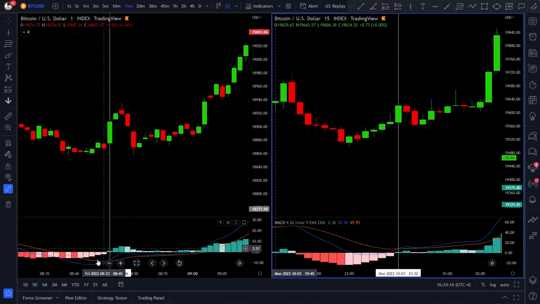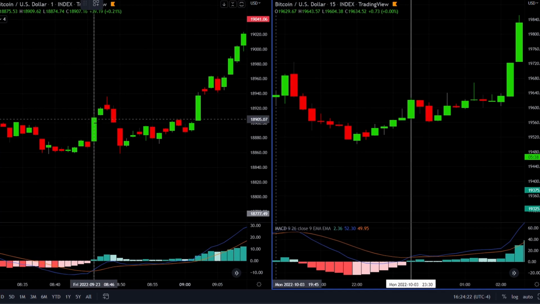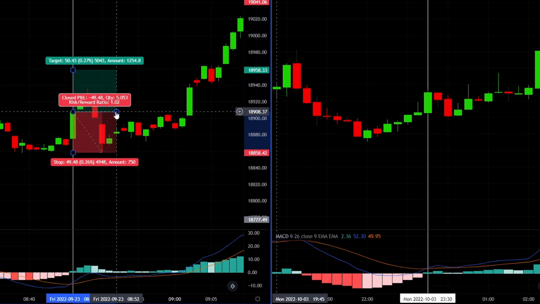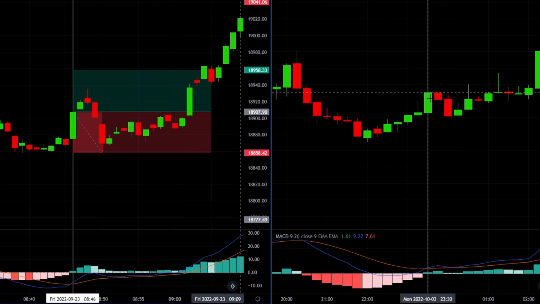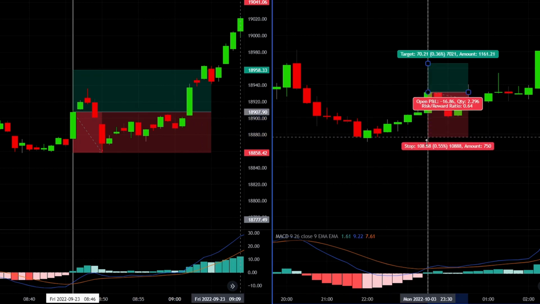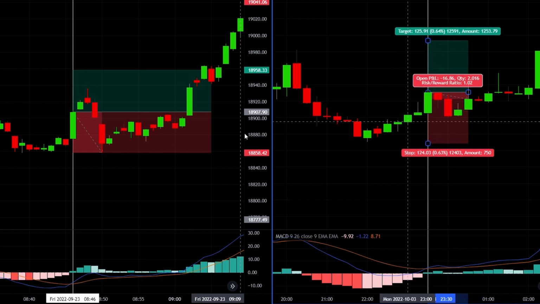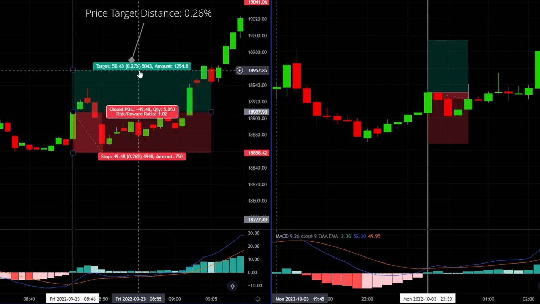So when the MACD crosses up, we enter into a long position, and when it crosses down, we enter into a short. We will place the stop loss at the recent swing low and the take profit at a 1-to-1 risk to reward ratio level. On the left side you can see the 1-minute chart, and on the right the 15-minute chart. Now what we have to do is check the price percentage difference between the entry level and the take profit level. On the 1-minute chart, it is around 0.26%.